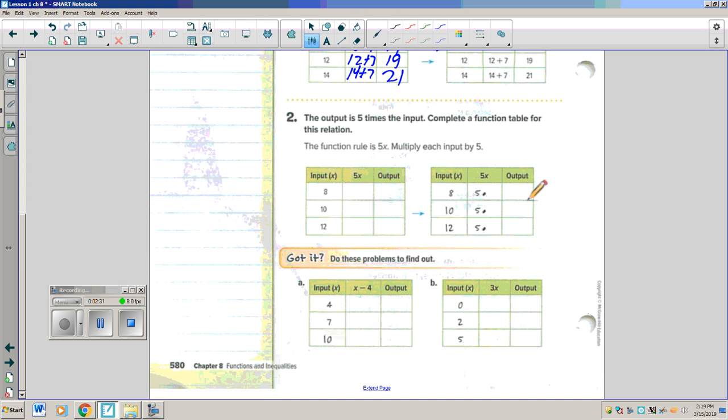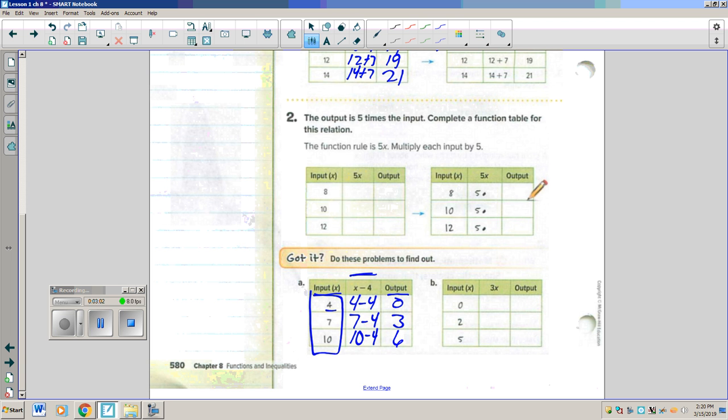Jump down to the bottom of the page. Your input is this column. What we're going to do, that's the rule. The output is the answer. Write 4 minus 4, 0. X changes to 7. The rule stays the same, minus 4. The answer would be 3. Input is 10. Still subtract 4, and you get 6.